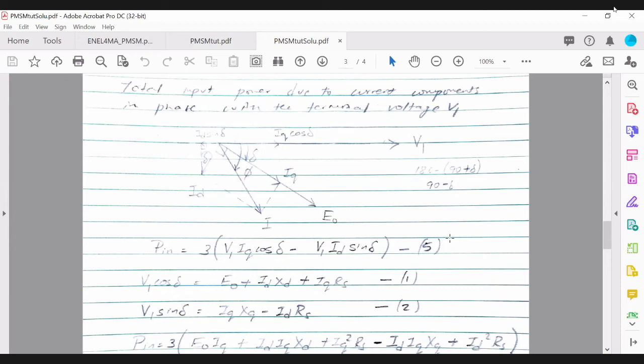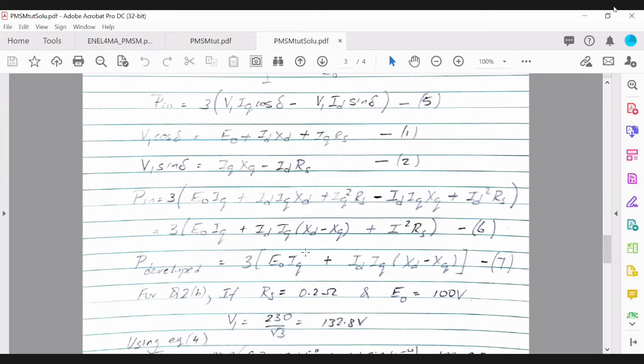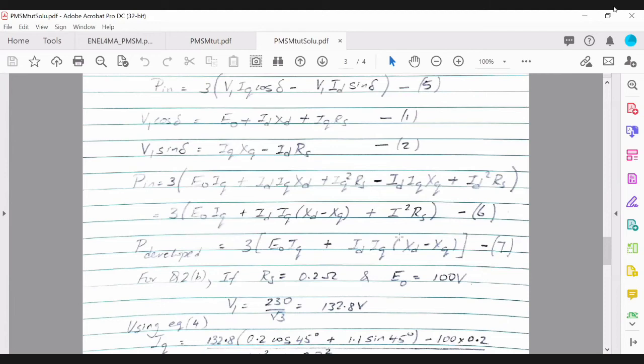And from equation 1 and 2 that we derived earlier, which have V1 cos phi, V1 sine delta, those two equations we can basically substitute in equation 5, and you end up with this equation 6 here, okay? And this equation 6, I've rearranged it.